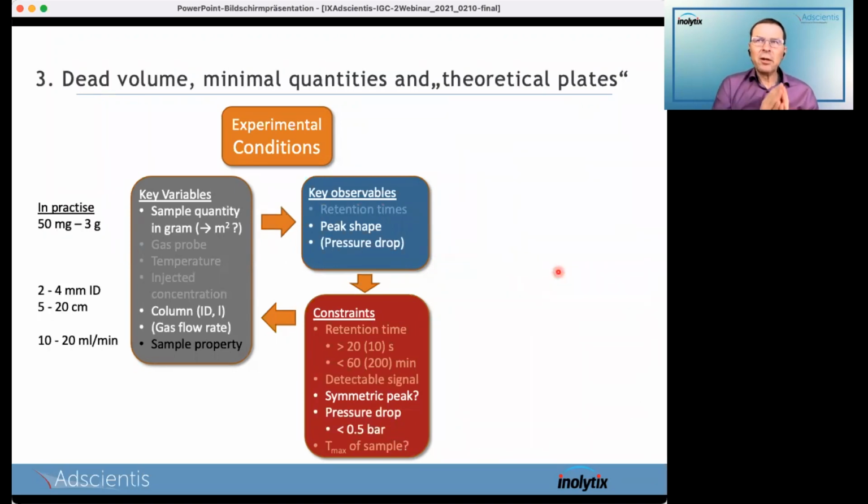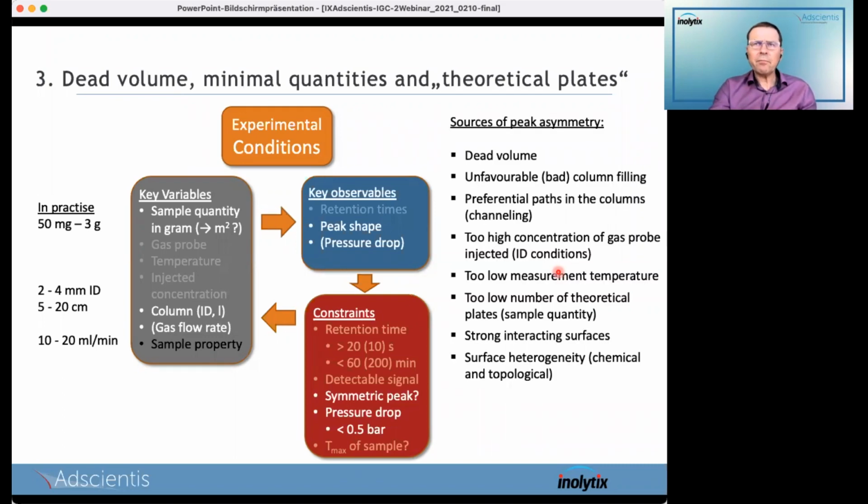Now, coming to the third aspect: the dead volume, minimal quantities, and something called theoretical plates. I have shown in practice 50 milligrams to 3 grams. Practice also is that we have columns of 2 to 4 millimeter inner diameter, and lengths between 5 to 20 centimeters, can also be longer if really desired, and flow rates of 10 to 20 milliliters per minute, depending on the inner diameter. Why is this?